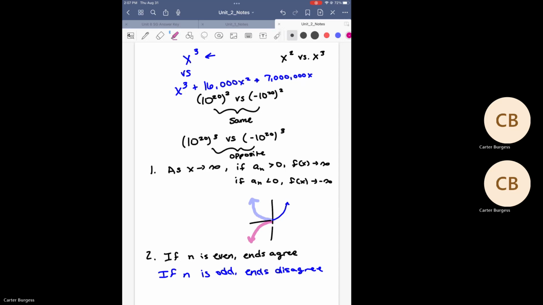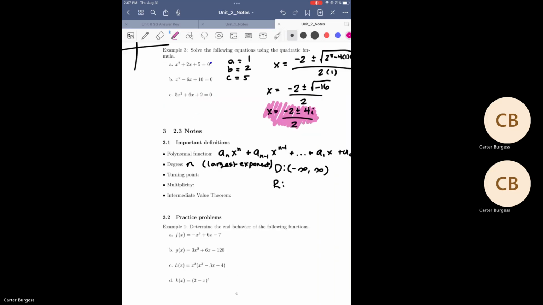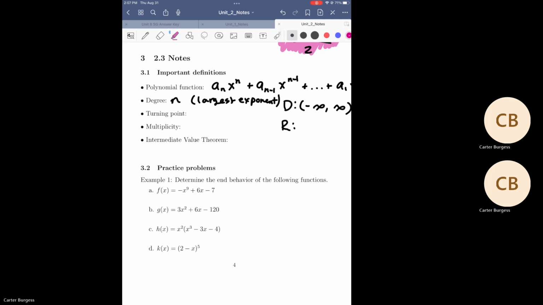So, 2 rules. And we're going to see where that takes us. We're going to see what that kind of lets us do. So looking at example 1a, we are trying to determine the end behavior for the particular polynomials that we are given. If what I said is true, we'll assume that it is for the purposes of this class.